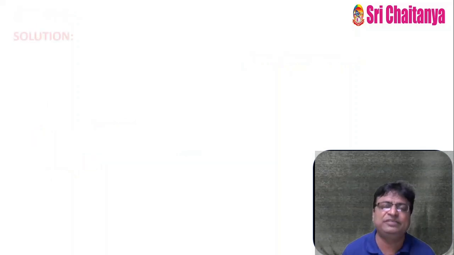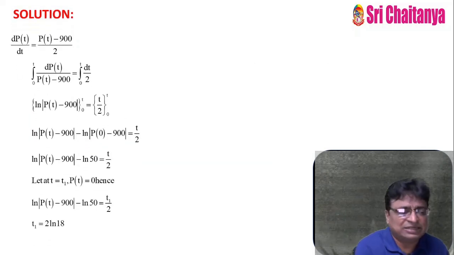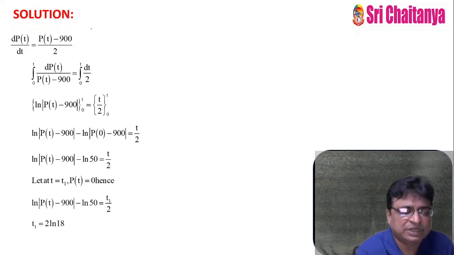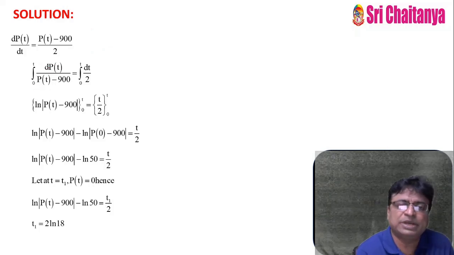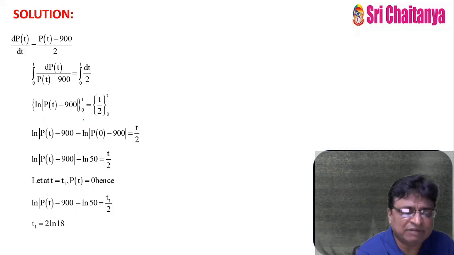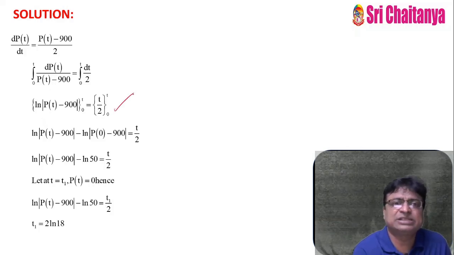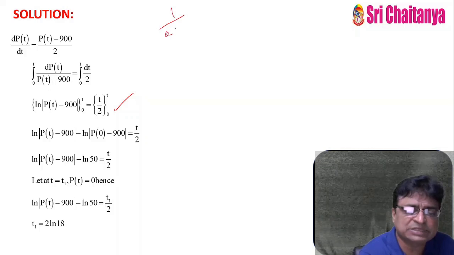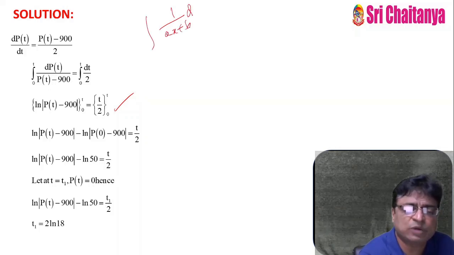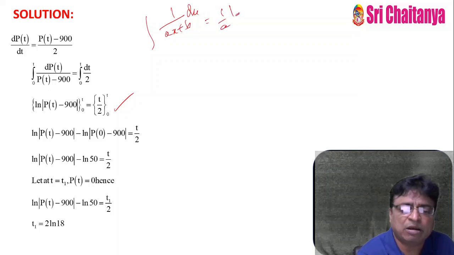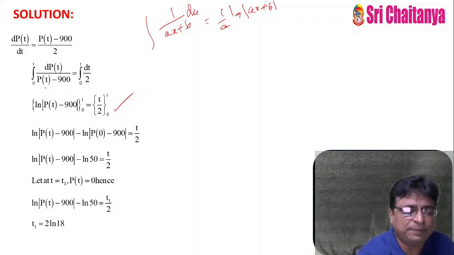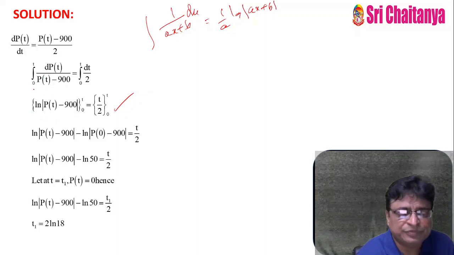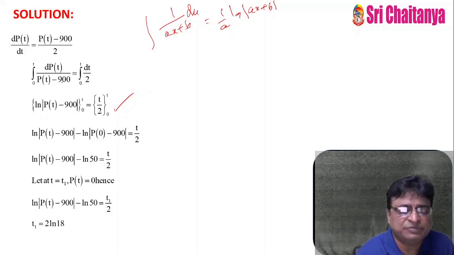What I am doing now is, that is the differential equation given for me. I have separated them and integrate on both sides from 0 to t, because after integration I will get this as the result, because it is in the form of 1 by ax plus b. Integration of 1 by ax plus b is 1 by a log mod ax plus b. So it is just like 1 by pt minus 900. So log mod pt minus 900. So at time 0, the population is 0.